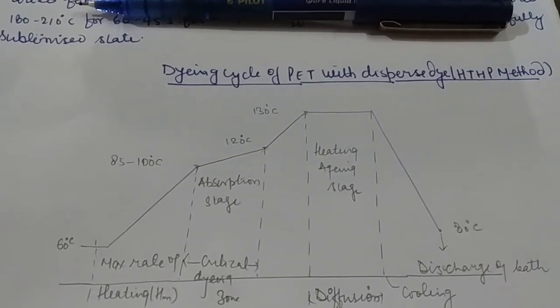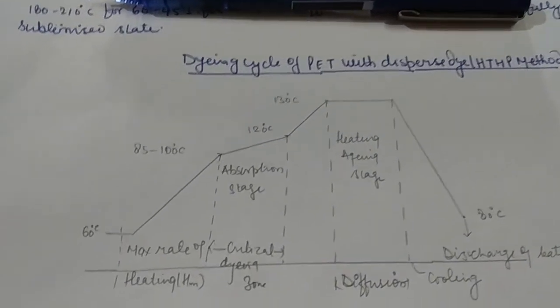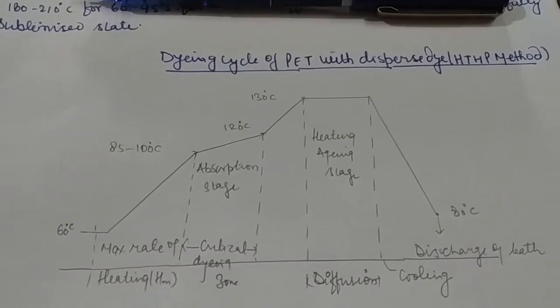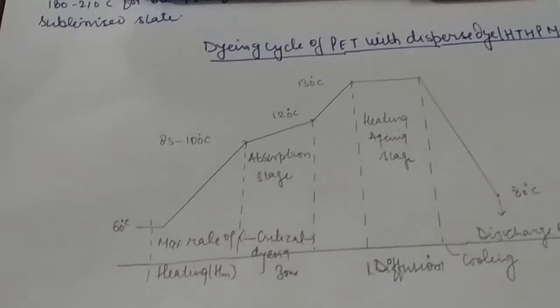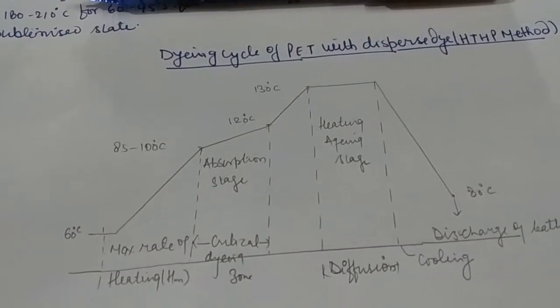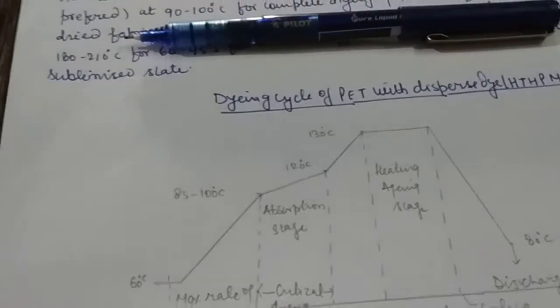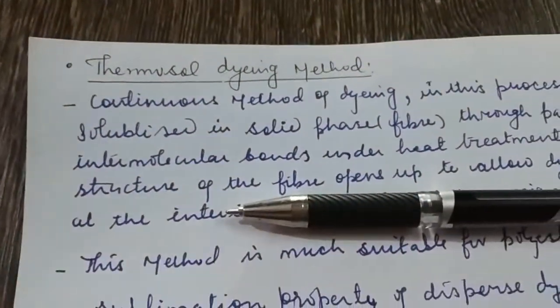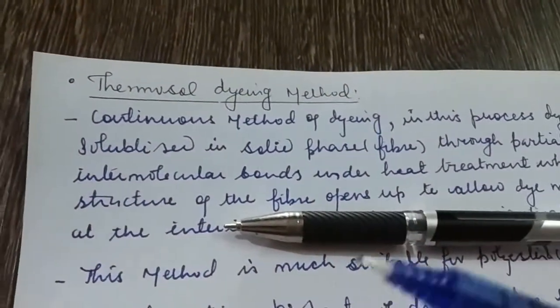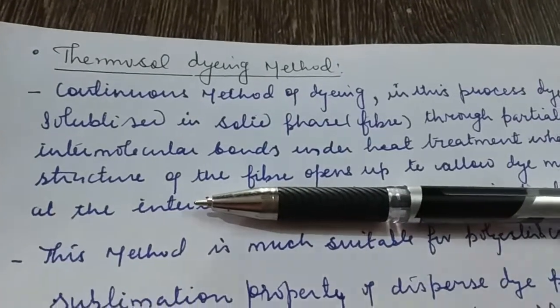In this method, you can dye the polyester fabric as well as the polyester component of any blended fabric efficiently. Now we will discuss the thermosol dyeing of polyester fabric. In thermosol dyeing of polyester fabrics, this method is a continuous method.